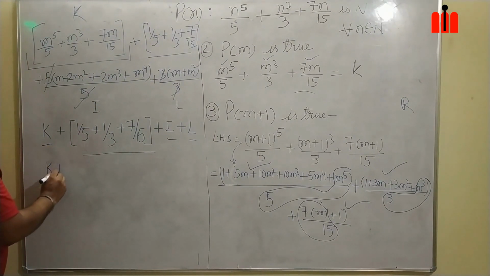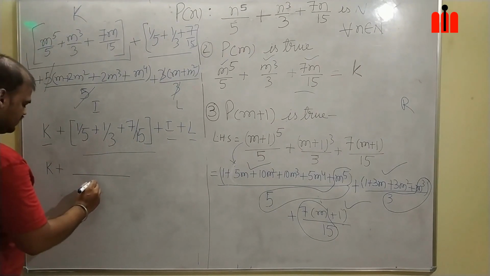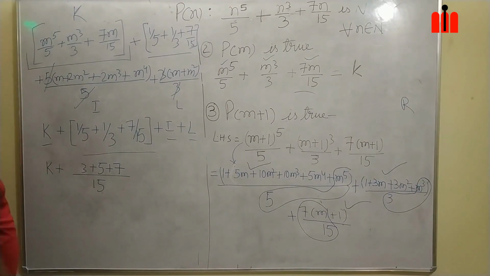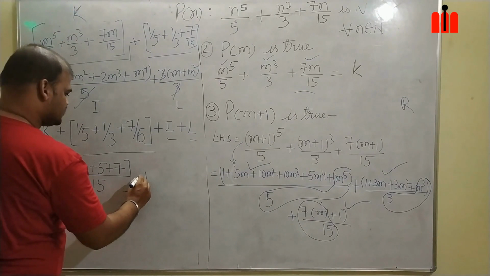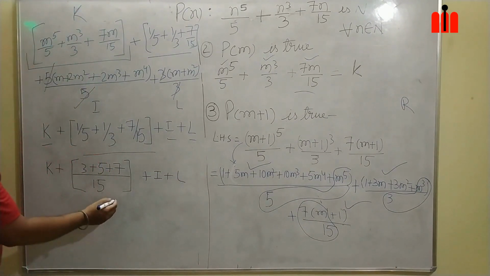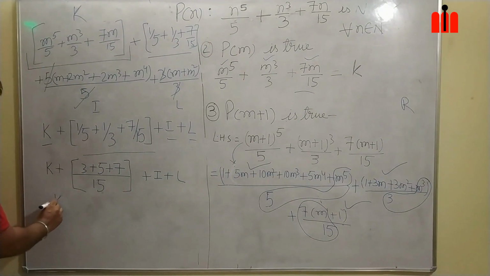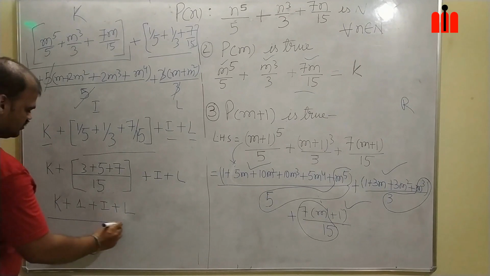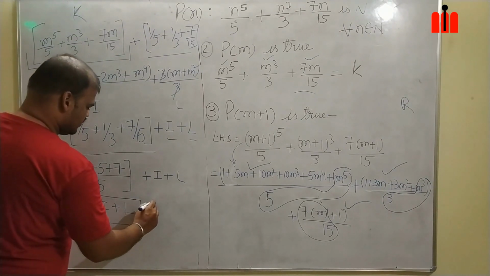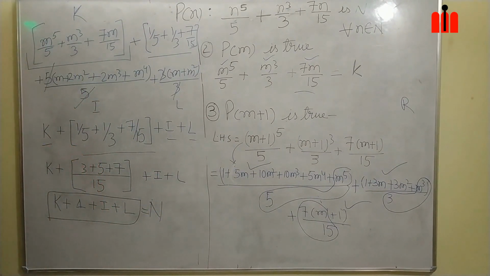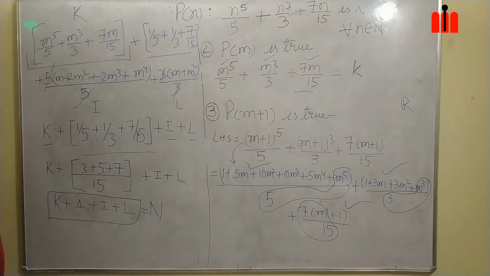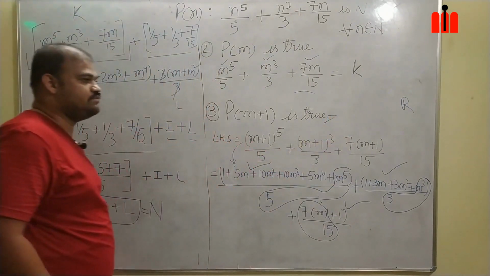So let's do that. K plus, what will be the LCM? 15. 3 plus 5 plus 7, plus I plus L. This is 7 plus 3, 10, plus 5, 15. 15 by 15 is 1. So it is k plus 1 plus I plus L. This entire term is an integer which is a natural number. Okay, because k is greater than 1, so added with anything it is greater than 1 always. So this is a natural number. Okay, so my Pm plus 1 is true. From this what I am getting, my Pm plus 1 is true.